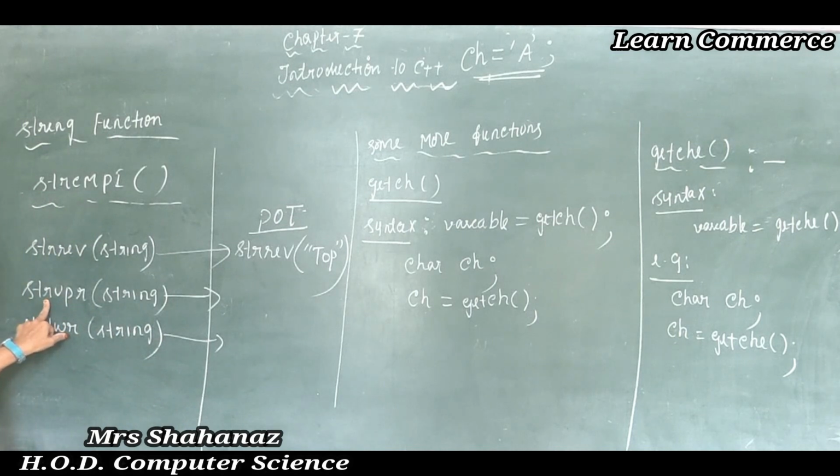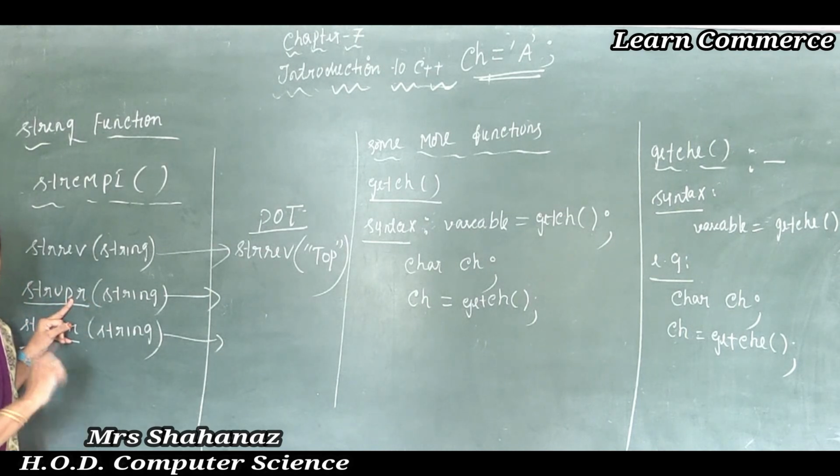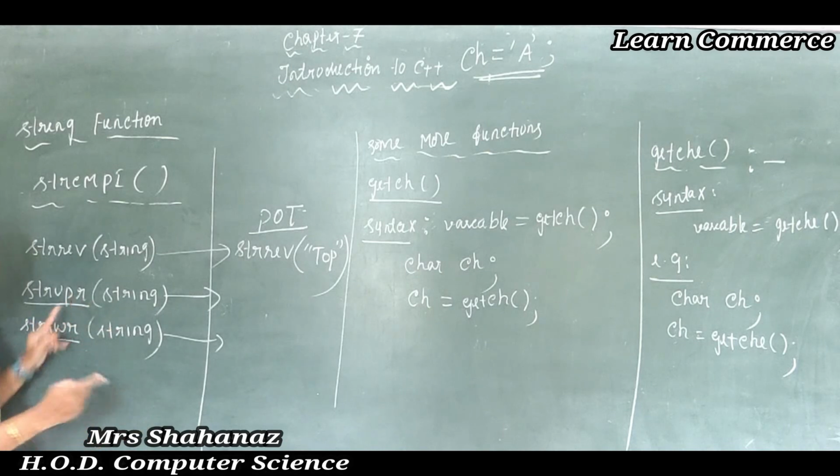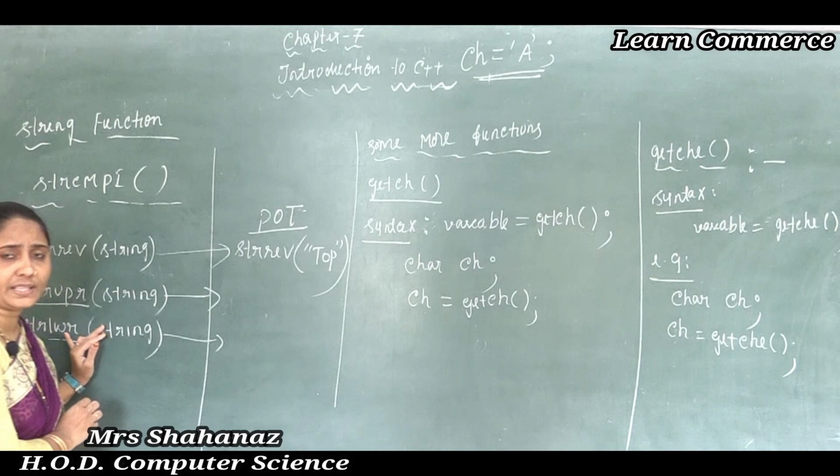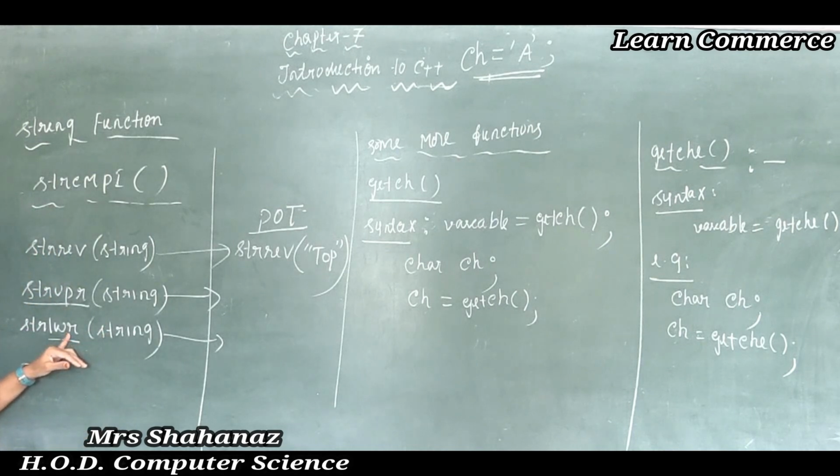So strupr means converting from lowercase to uppercase. Here strupr means upper, converting from lowercase to uppercase, and later lwr means lower. So in this case it converts from uppercase to lowercase. Is this point clear here?